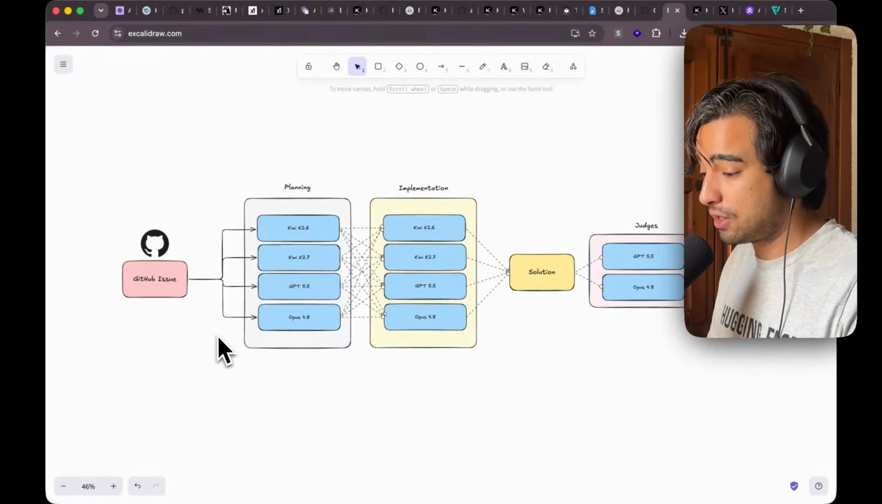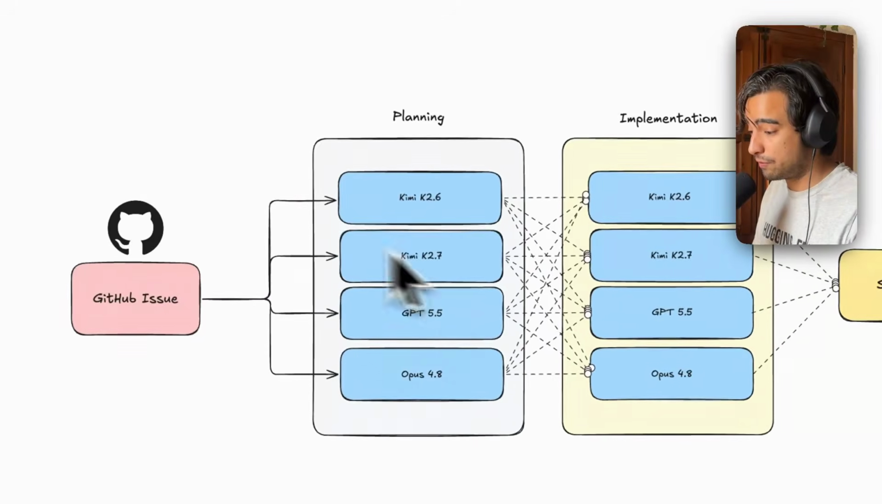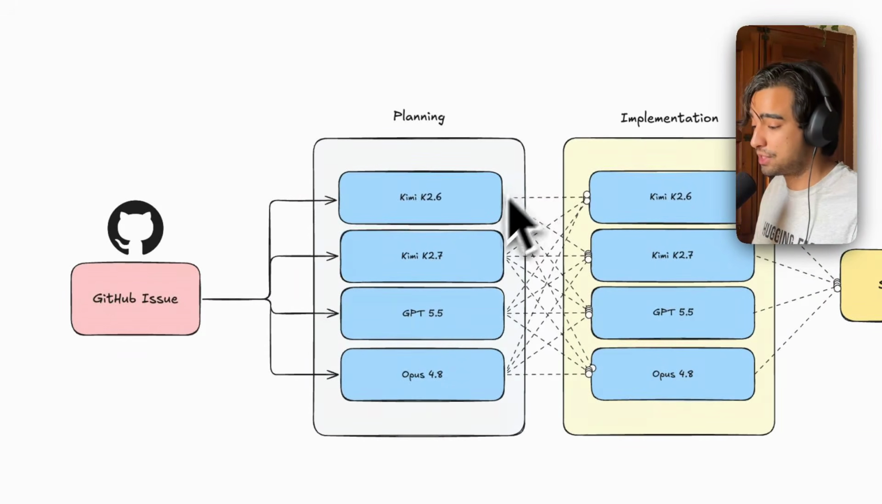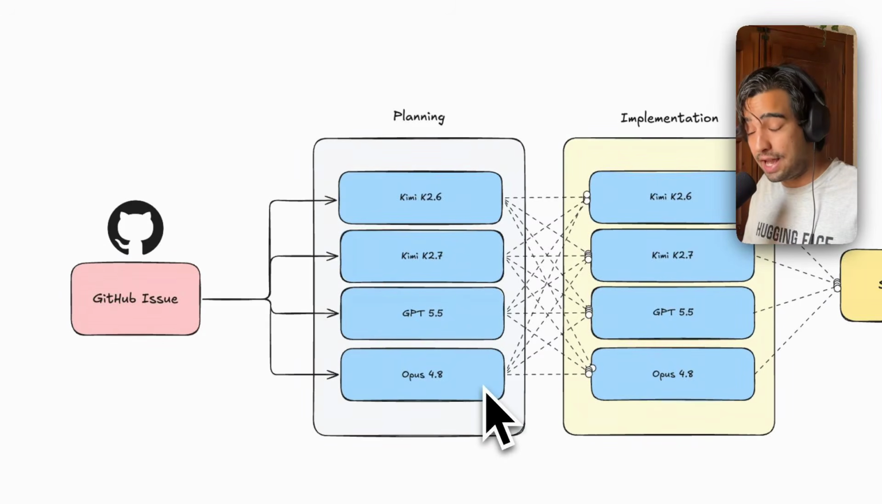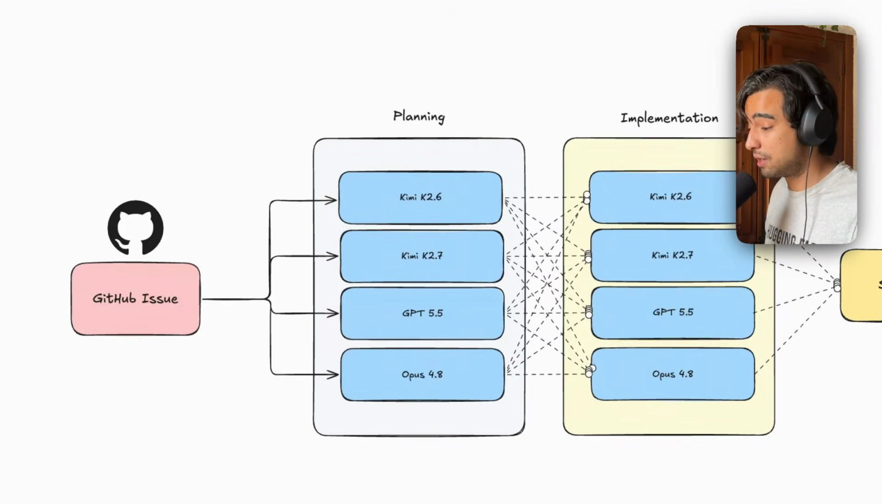So I took this GitHub issue and gave it to all of my models: Kimi K2.6, Kimi K2.7, GPT 5.5, and Opus 4.8. I had every single one of them create a plan, explore the code base, figure out what the issue actually is, and create an implementation plan for this particular issue.